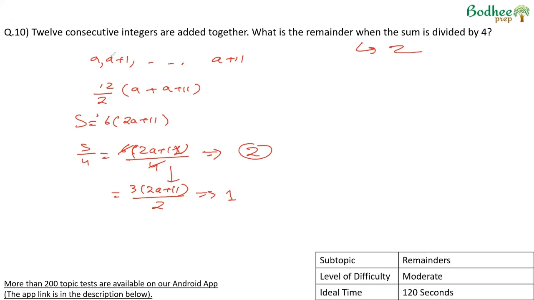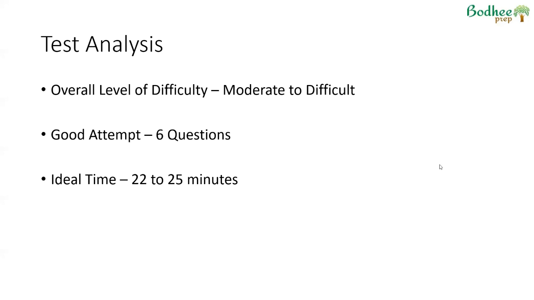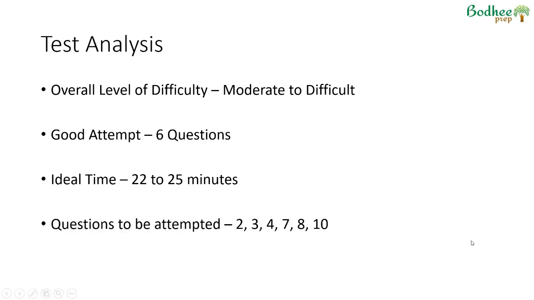I think it is a moderate level question, with small chances of errors happening, and therefore I am saying moderate. Attempt time should be around 2 minutes. So if we look at the overall level of the test, the test was towards the difficult level. A good attempt for such a paper or an exam would be 5 to 6 net correct questions, and the questions that I would want to select for myself would be 2, 3, 4, 7, 8, 10. Which are these ones?